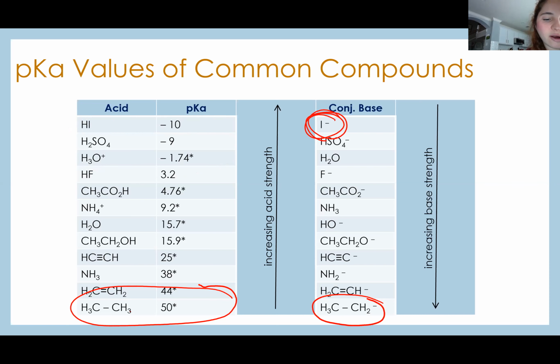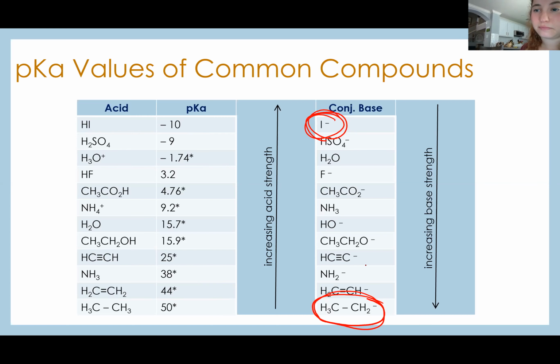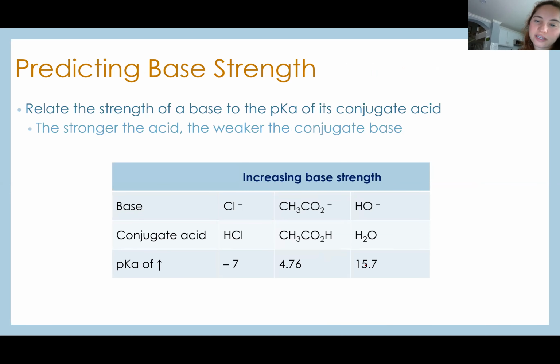The alkane, however, is a very poor acid. So if you manage to remove that proton that does not want to be removed, you're going to end up making something that's very unstable and is going to steal the first proton it sees. That makes it a very strong base. So the stronger the acid, the weaker the conjugate base. That's kind of the general rule here.